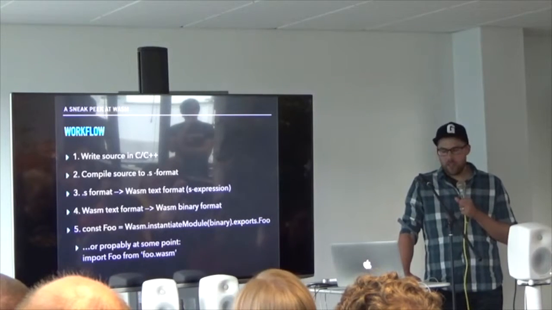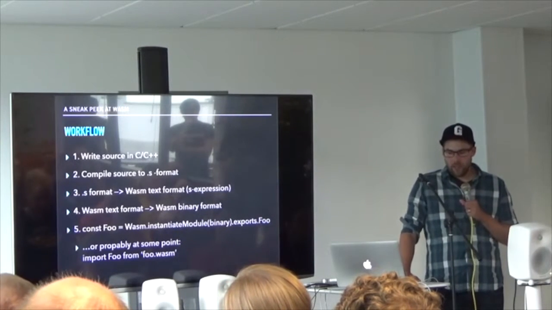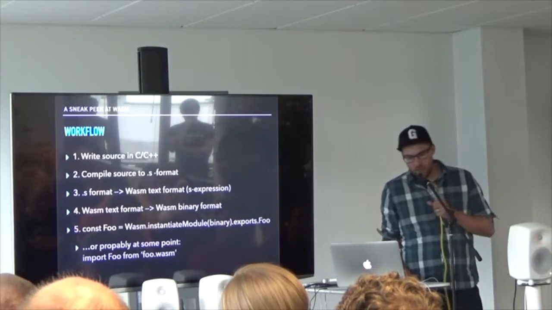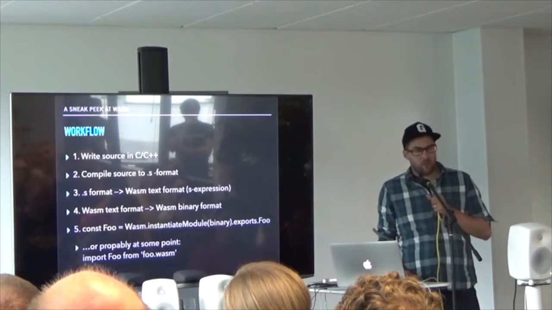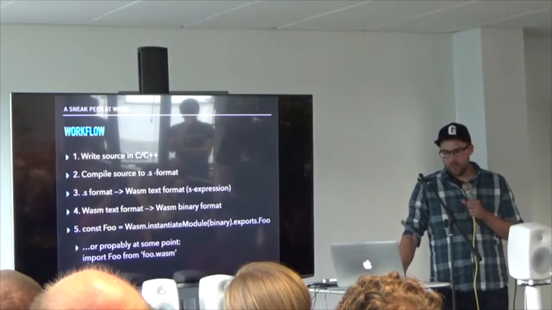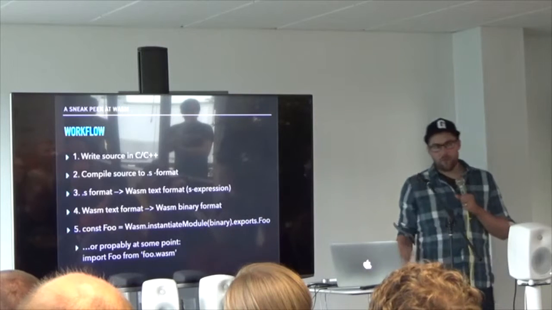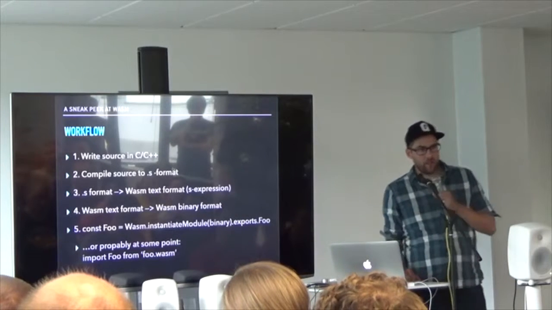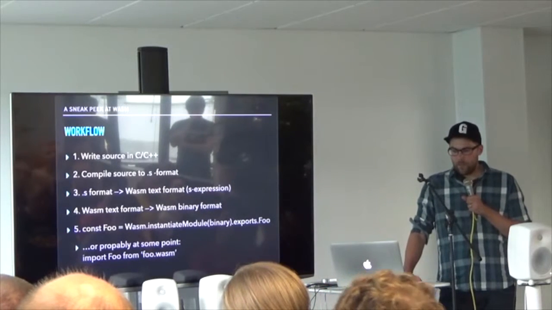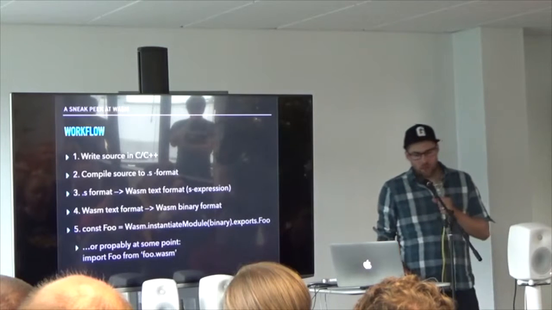So you write the source in C or C++, and you compile the source to the .s format, which is the LLVM WebAssembly backend format. Then you use the Binaryen tool to convert the .s format to the WebAssembly text format, which is the S-expression format. And that's not the final text format for WebAssembly; they haven't decided what the final will look like. Then you compile the WebAssembly text format to binary, and then you can use it in the browser.